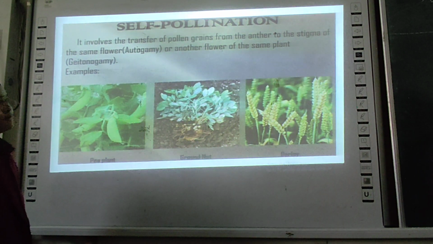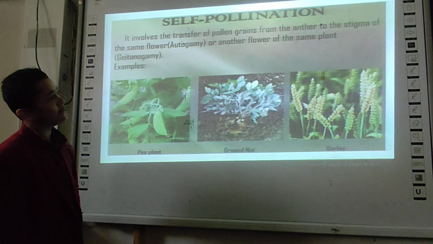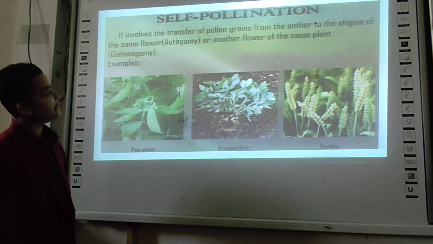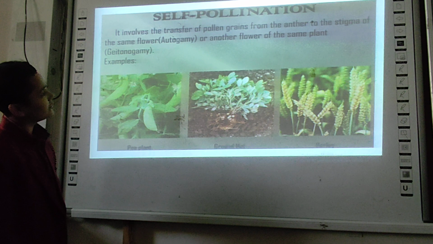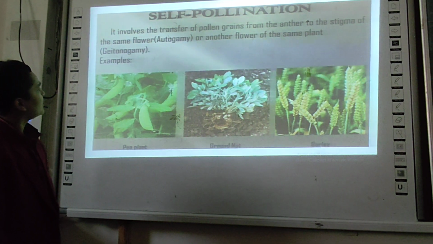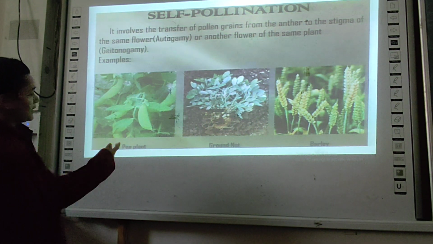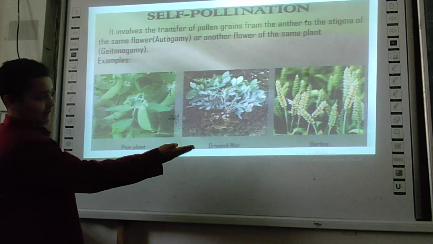Self-pollination. It involves the transfer of pollen grains from the anther to the stigma of the same flower, autogamy, or another flower of the same plant, geitonogamy. Examples are pea plant, groundnut, and walnut.